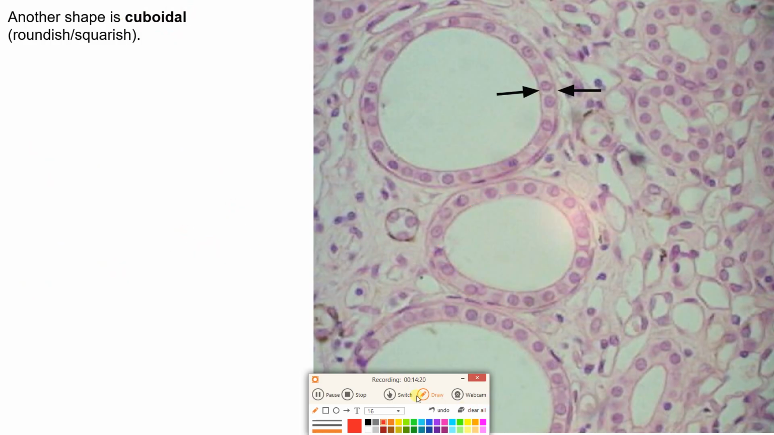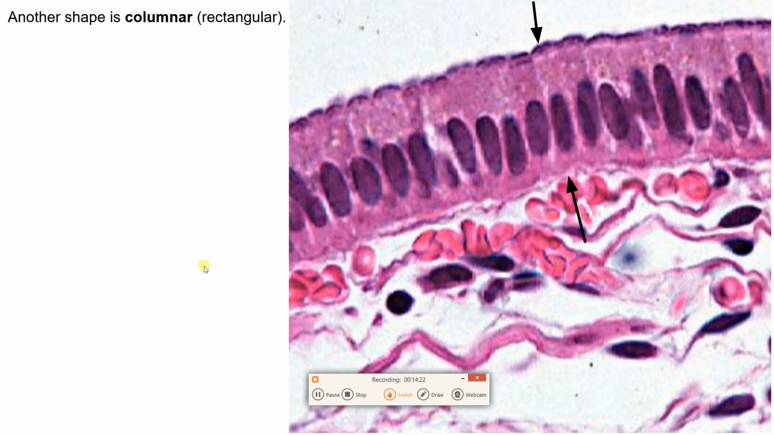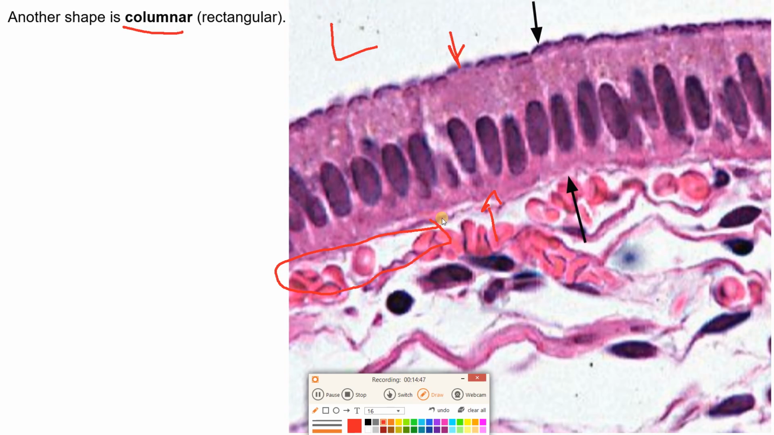Fantastic. So there's one final shape. The final shape is columnar, which is more of a rectangular-ish shape. Here's our, whoops, I didn't have my drawing tool going. There we go. Here's our lumen here. Here's our epithelium. Look at these nuclei. Look how oval they are. Look for oval nuclei. If you see oval nuclei, you know it is columnar. And by the way, here's apical side. Here's basal side. Blood cells in the blood vessel next door. So this is a single layer of oval rectangular cells. This is simple columnar epithelium.